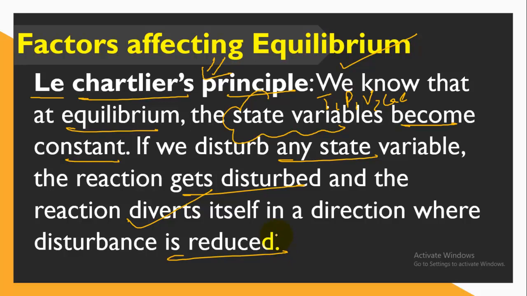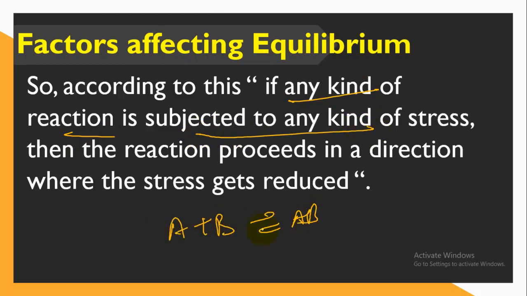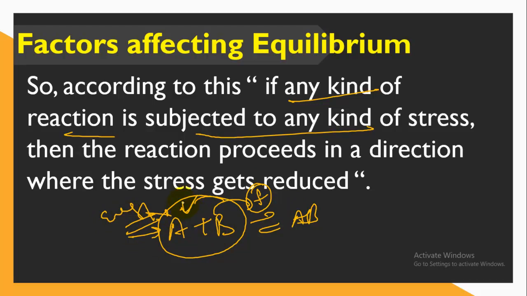So let's see the statement according to Le-Chatelier's principle. It states that if any reaction is subjected to any kind of stress, let's say we have a reaction like this, and in the forward direction we are supplying it with energy. This energy will make the reaction stressful, that is the conversion of AB to A and B. If the energy is more on the left hand side, it will make the reaction move in that direction where the stress can be reduced. So in this case, A and B will favor the formation of AB.